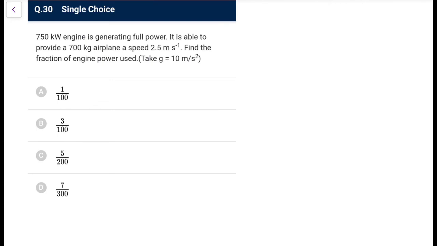A 750 kilowatt engine is generating full power. It is able to lift a 700 kg airplane at a speed of 2.5 meters per second. Find the fraction of engine power that is being used. The power being used would be F dot V. I have no option but to take it as mg into V, assuming it goes just upwards. I doubt whether it goes like that, but I'm left with no choice. So it would be 7000 into 2.5, that is 17.5 kilowatt.